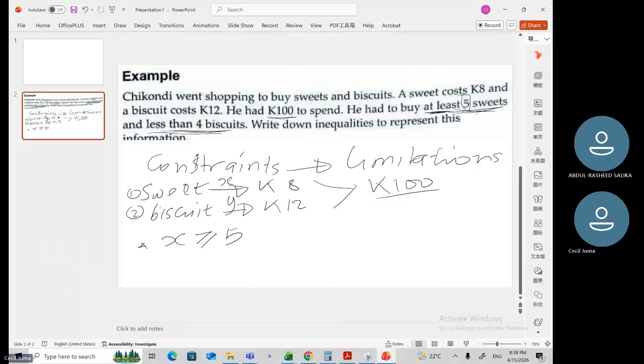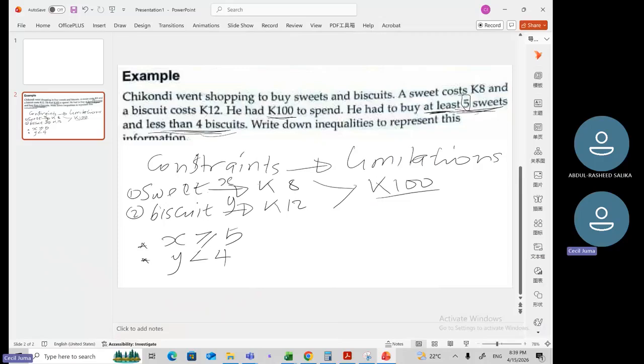The other one is whereby we are saying afunga agure ma biscuit, and we are representing my biscuit in the value ya y. And the second one, we are saying it should be less than 4 biscuits. So y should be less than 4 biscuits. So these are the 2 inequalities that we can have from this equation. Now we are remaining with one inequality.